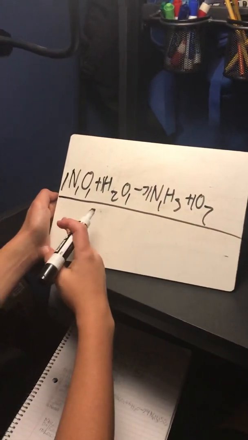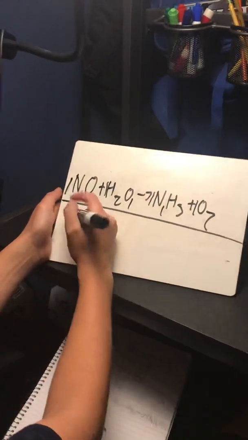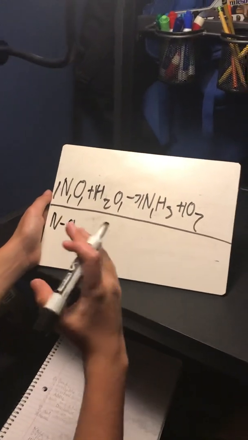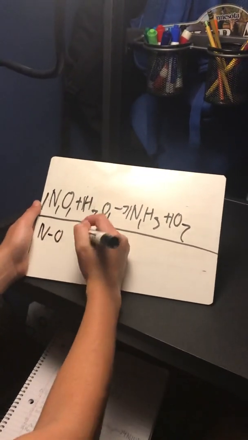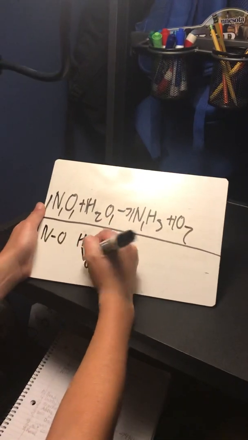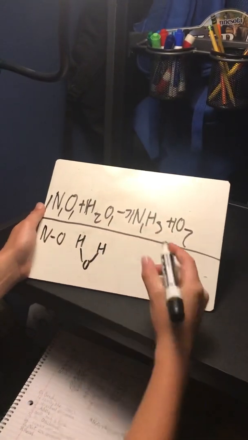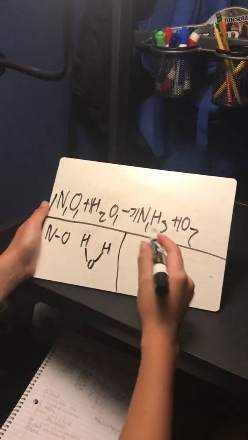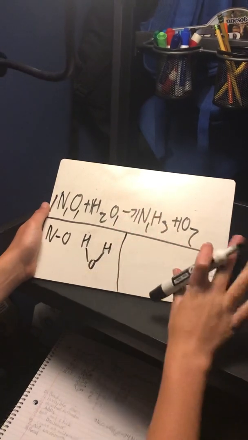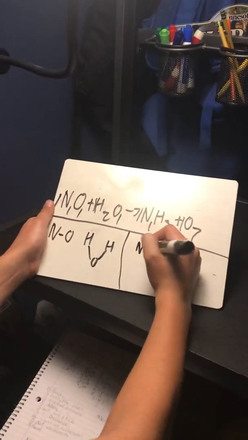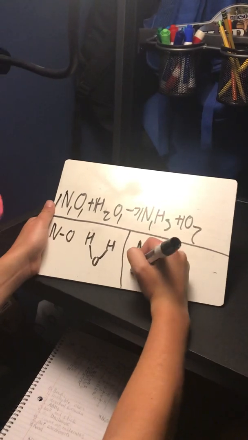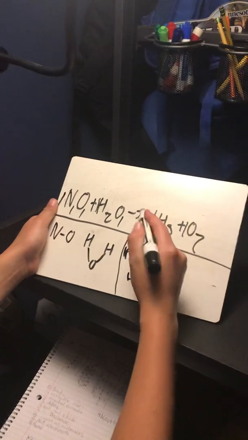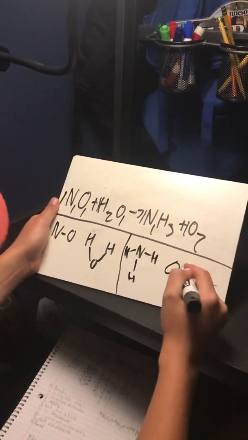So the structural formula for 1N1O1 is NO. The structural formula for 1H2O1 is HOH. And now we have the zap zone, the arrow, which represents the zap zone. On the product side now, we have N, H, H, H. And then over here we have 1 O2, so O=O.